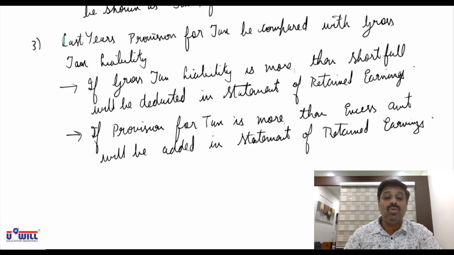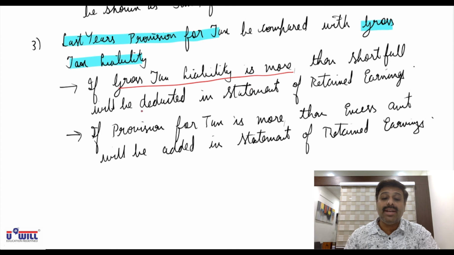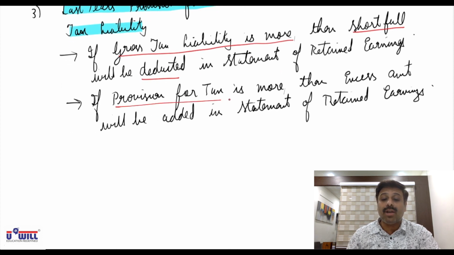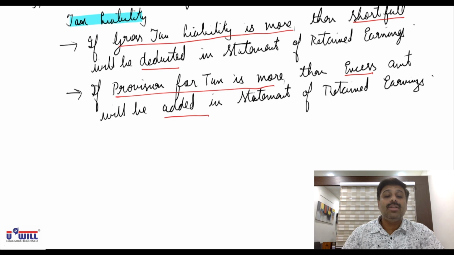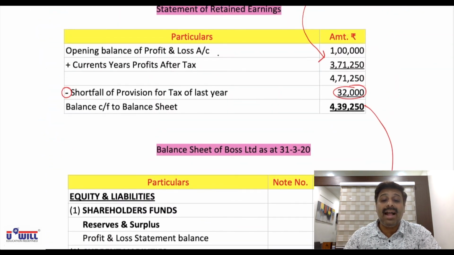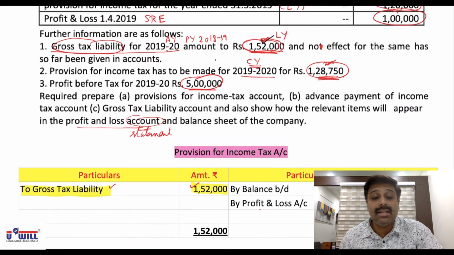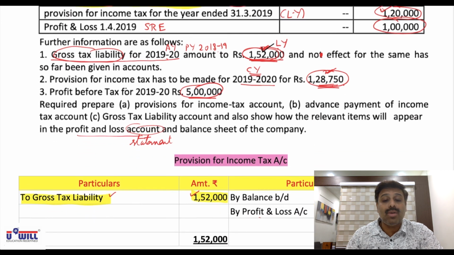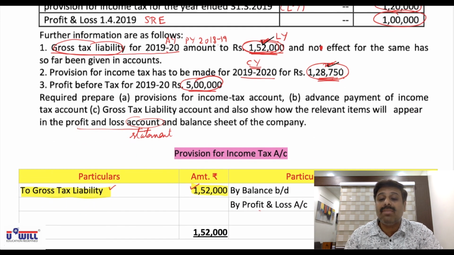What you are supposed to do, last year's provision for tax, again you compare with gross tax liability. If gross tax liability is more, then you deduct the shortfall amount in the statement of retained earnings. If provision for tax is more, then the excess amount you add in the statement of retained earnings. So these are the things you have to remember, and other than that, does anything remain in the P&L account? No. Current year's provision for tax you simply have to minus from profit.